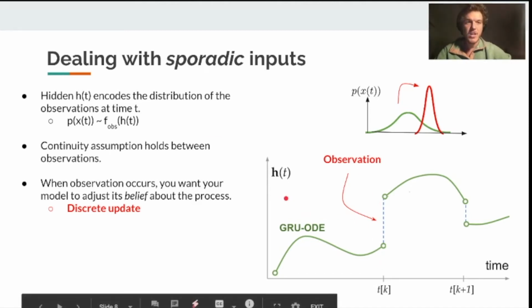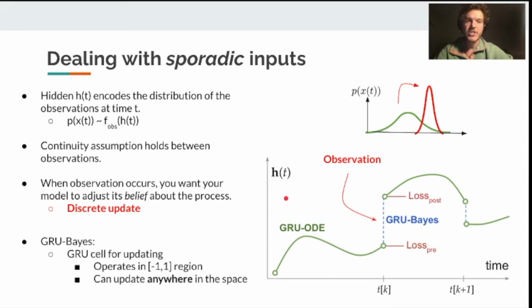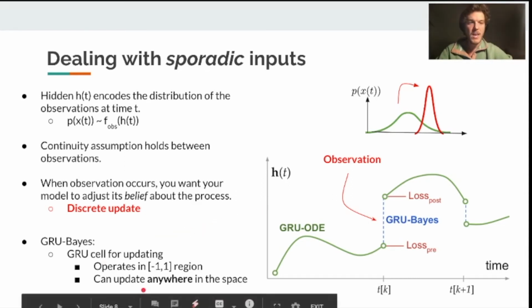To do this, we are going to use a standard GRU that we call GRU-Bayes, for a reason that will become clear later. We use a GRU cell here because it will operate in the minus 1 to 1 region, just like the GRU-ODE, so that we can actually reach any point in the latent space in a single update.